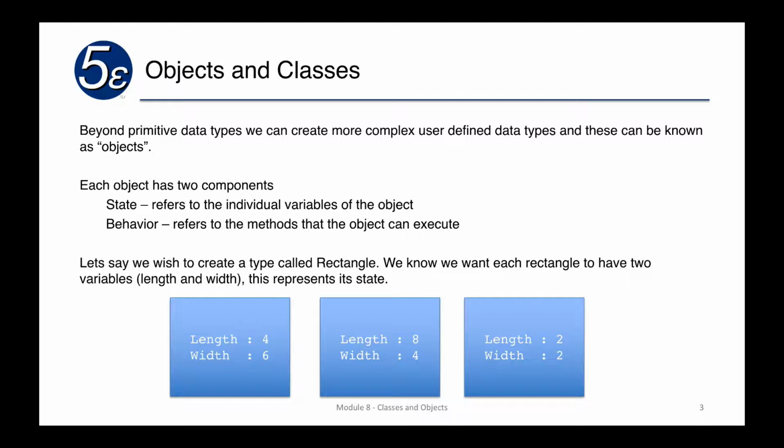Each object basically has two components. It has a state, which refers to the individual variables of the object, and a behavior, which refers to the methods that the object can execute, or methods that can be executed upon the state of the object. So let's say we have a type called rectangle. So rectangle would be our class because it is the definition. Each one of these boxes represents an object.